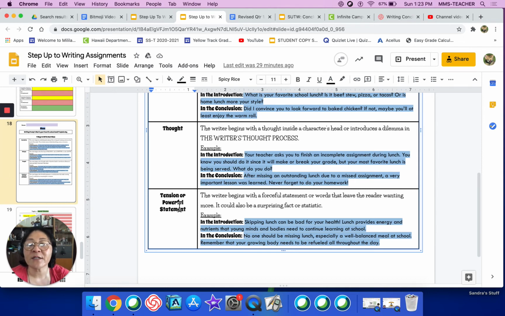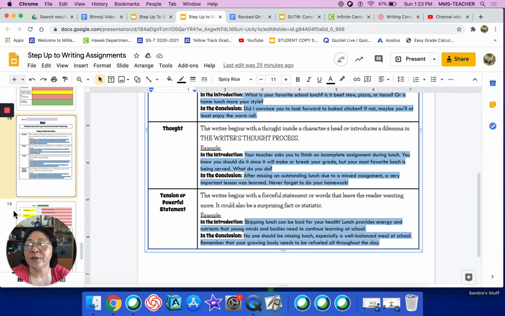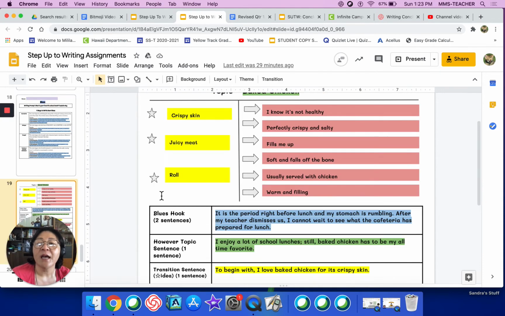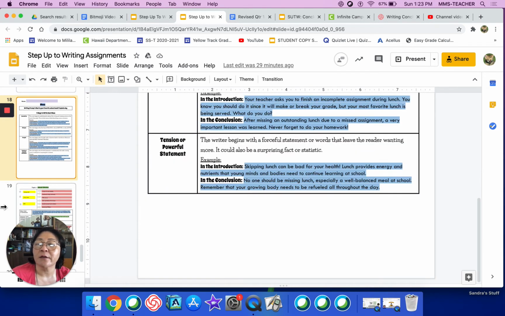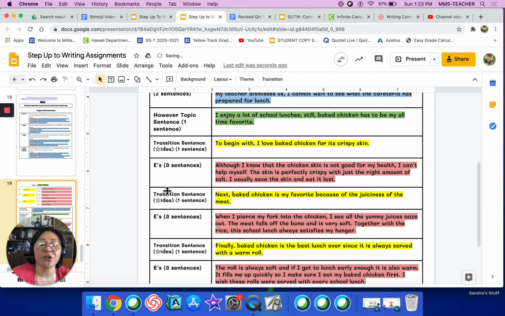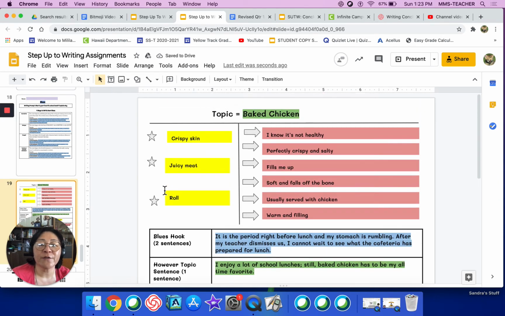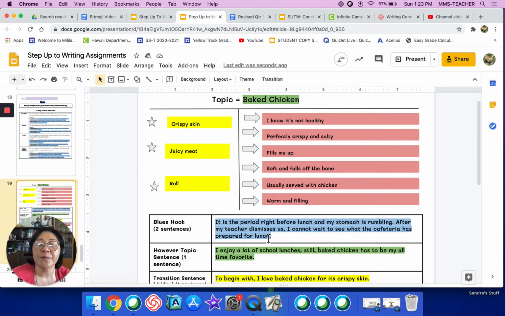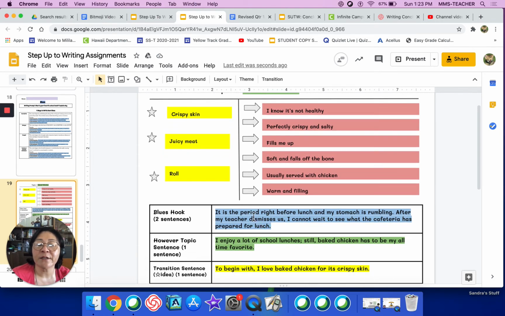All right, so here are some examples. And then you're going to go to slide 19. And slide 19, we're back to the T-chart about baked chicken. And all of this should look familiar. Same topic, baked chicken, same 3-star ideas, same E's that support those star ideas. So now, though, here is a hook. It is the period right before lunch and my stomach is rumbling. After my teacher dismisses us, I cannot wait to see what the cafeteria has prepared for lunch.